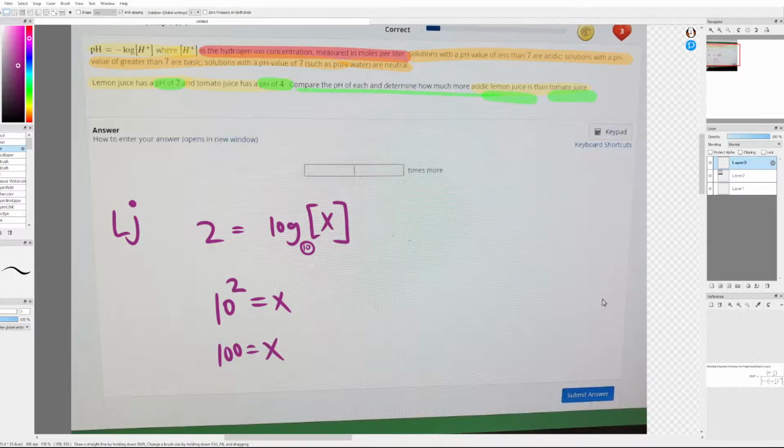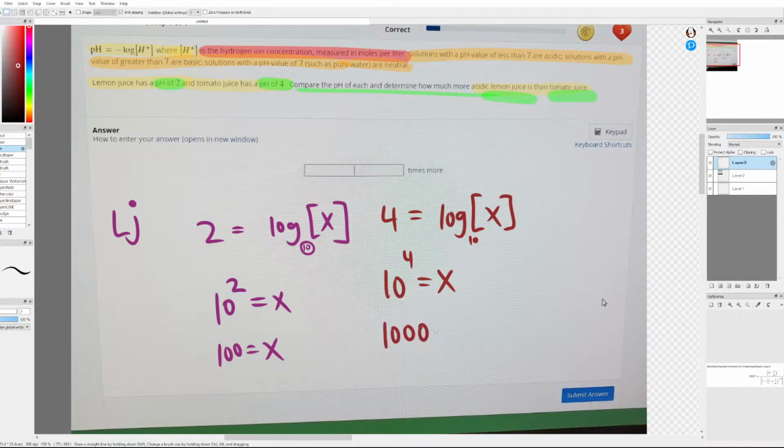Then if we take tomato juice, 4 is equal to log base 10 of x, which can be written as 10 to the 4th is equal to x, which is the same as 1/10,000.